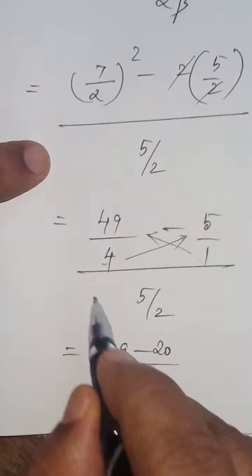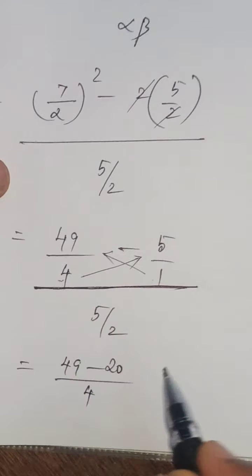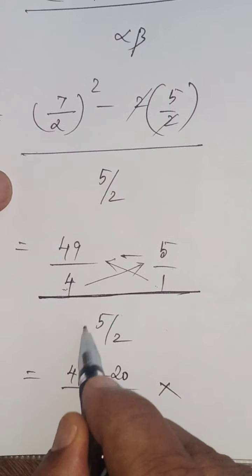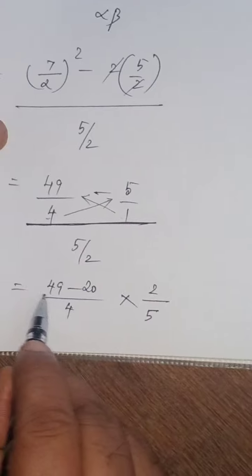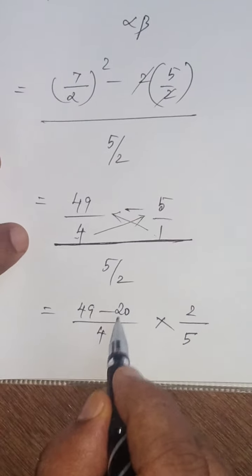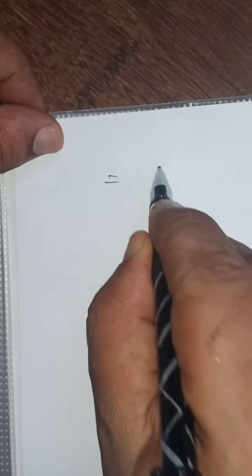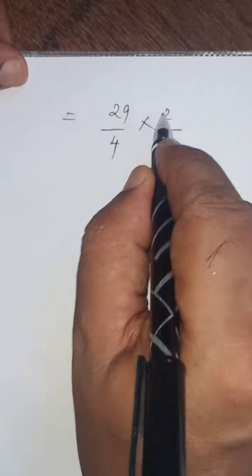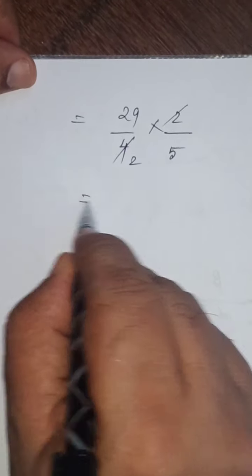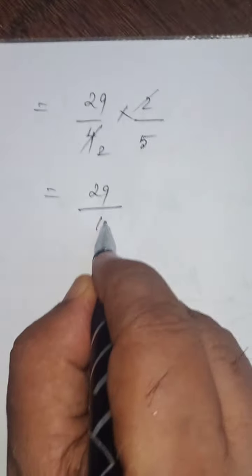That is easy for you. Then this division becomes multiplication, so you write the reciprocal of 5 by 2, which is 2 by 5. 49 minus 20 is 29, so 29 by 4 into 2 by 5. Divide by 2: 2 times 2 is 4 and 2 times 1 is 2. So 29 divided by 2 fives are 10.